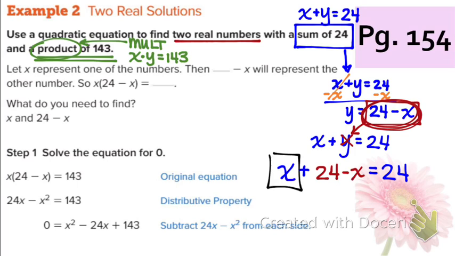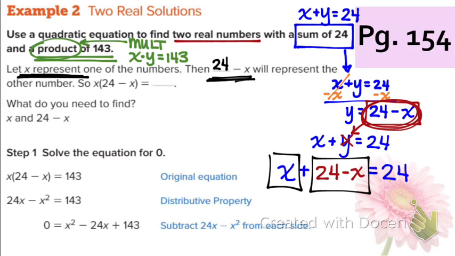I'm going to let this be one of my unknown things. This is going to represent one of my numbers. And this is going to represent the other number. So x represents one of my numbers. And what are we going to let represent the other number here? We just wrote this down. Oh, y. What did I let y be equal to, though? 24 minus x. 24 minus x will represent the other.